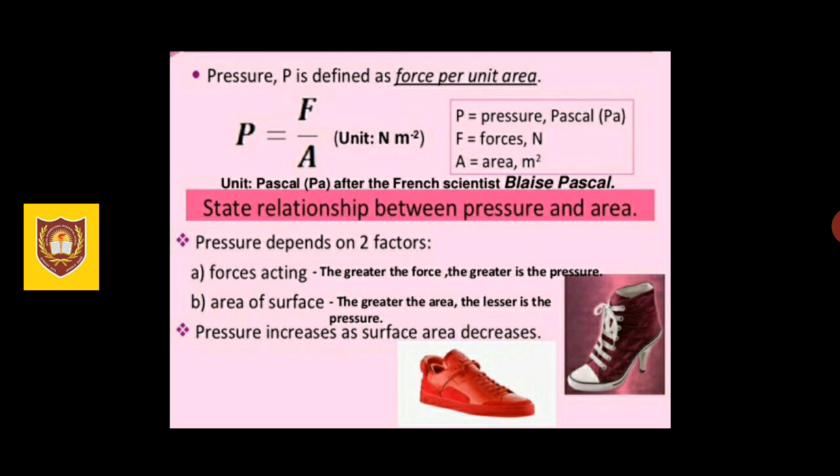You have seen the shoes. If the base of the shoes is wider, then means area is greater and it acts less pressure on the ground. If you saw the shoes with the pointed heels, in that case the less area is in contact with the ground, so it acts more pressure on the surface of earth.